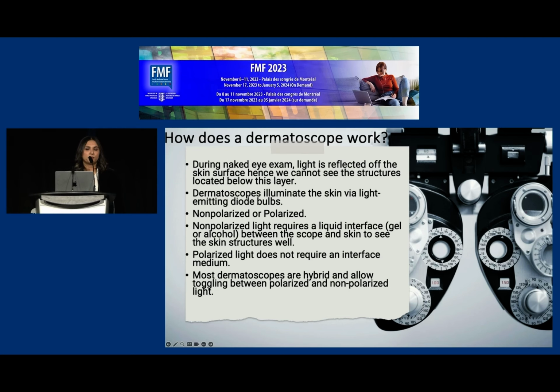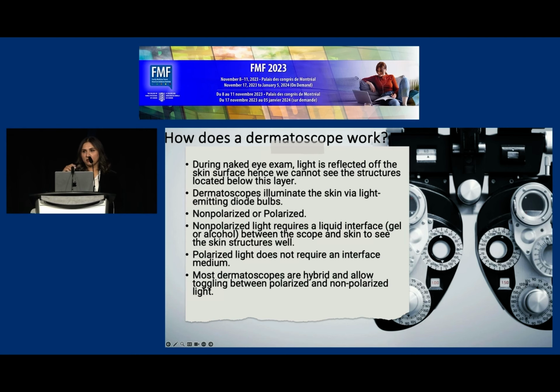How do dermatoscopes actually work? During a naked eye exam, light is reflected off the skin, hence we can't see the structures underneath the top layer. However, dermatoscopes illuminate the skin via light-emitting diodes, and this light can be either polarized or non-polarized, and I'll go into some details of that. Non-polarized light requires a liquid interface. Normally, people who use dermatoscopes a lot would use an alcohol swab to make the surface a little wet, so when your dermatoscope touches the skin, there's an interface or a medium between them. Polarized light, on the other hand, does not require any medium, so you can just put it against the skin or even keep it away from it.